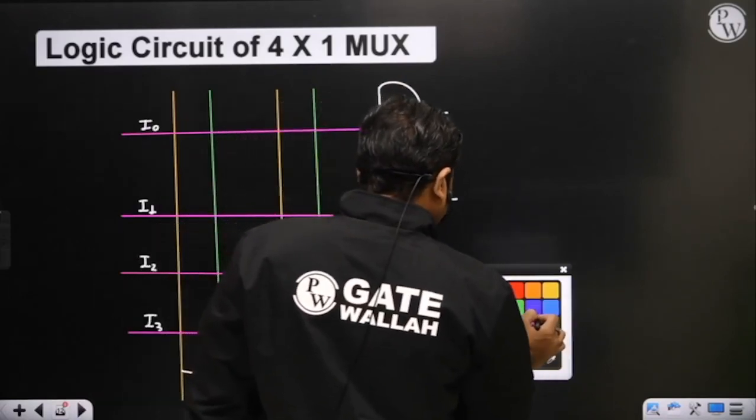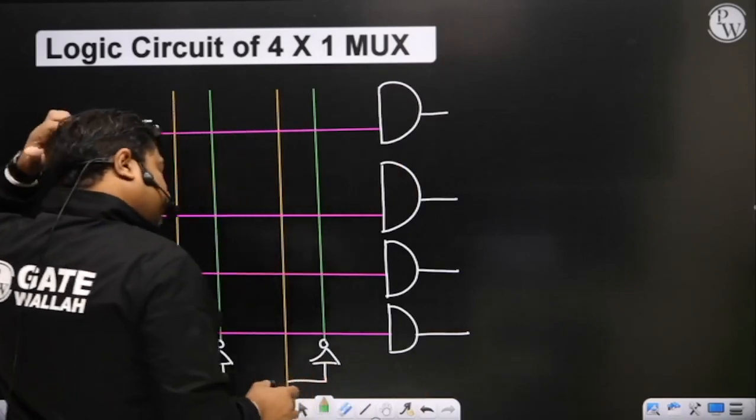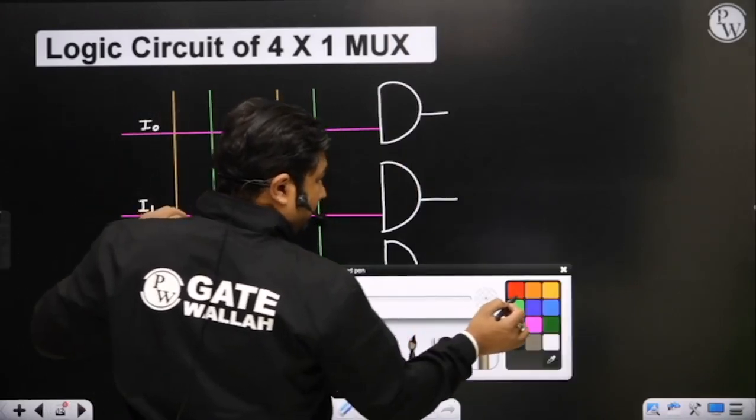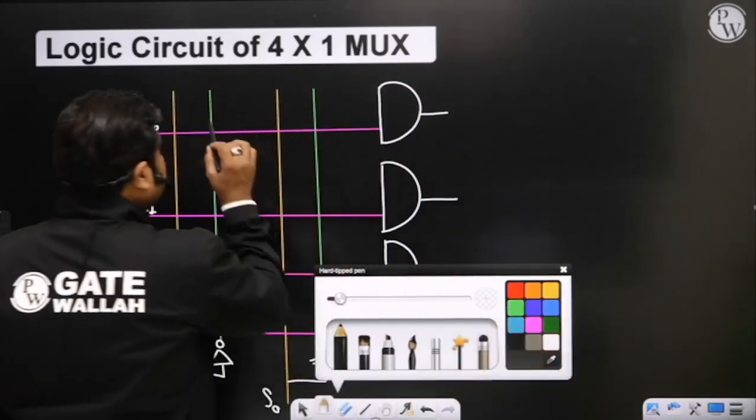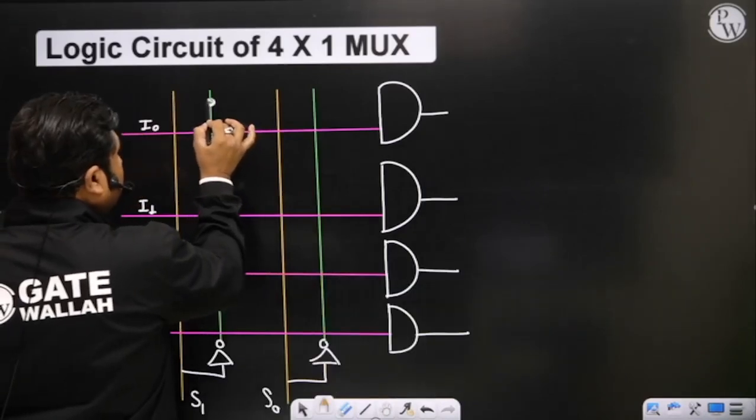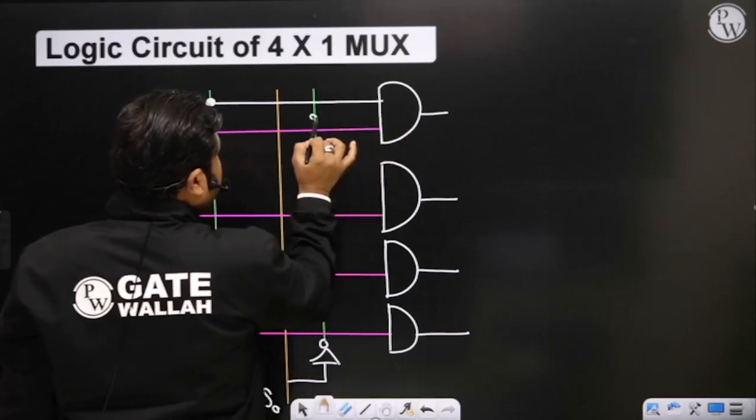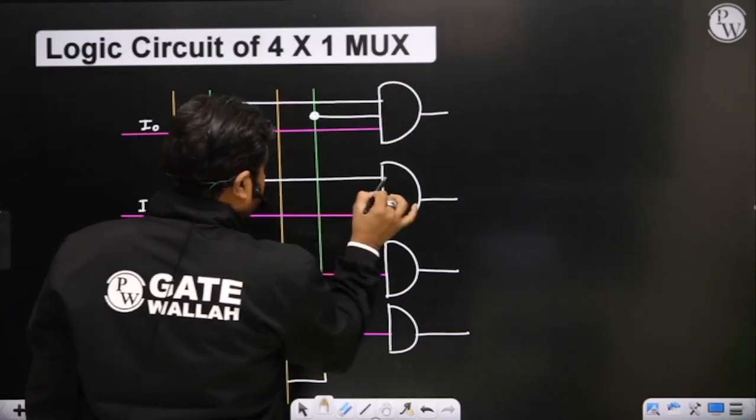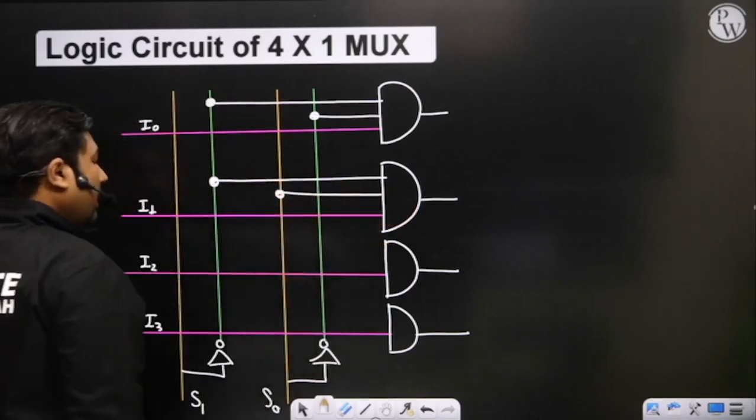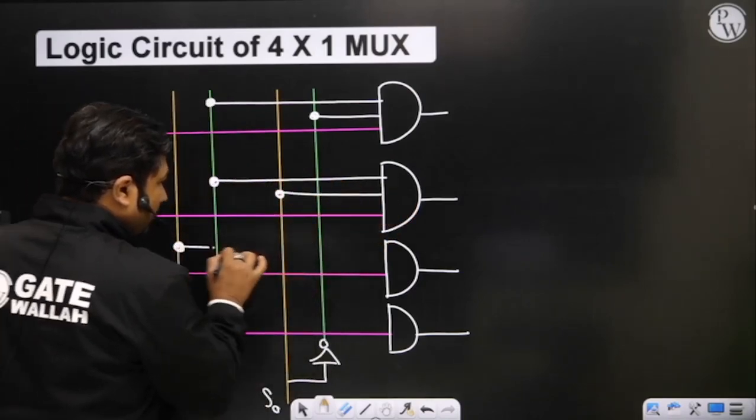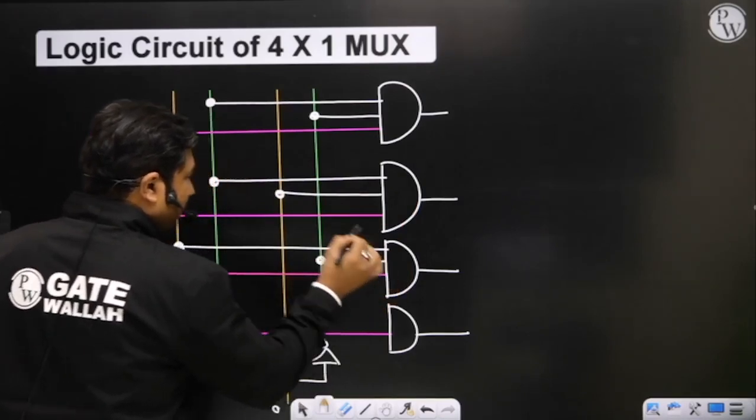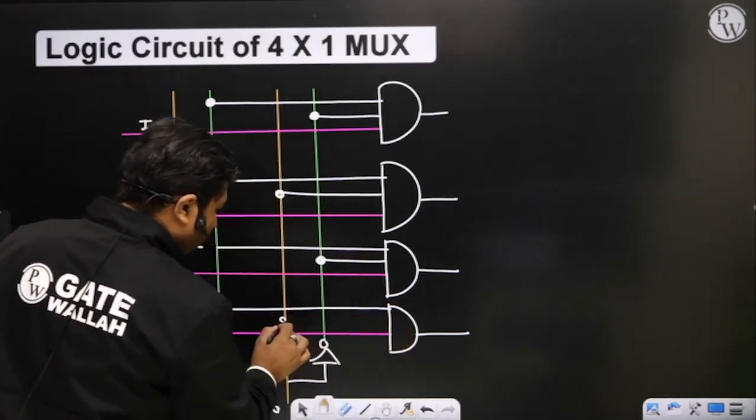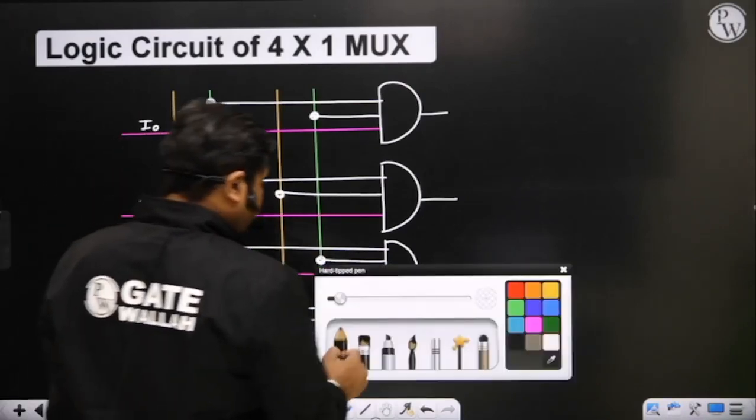Now please observe here. I am going to connect the select to the AND gates. So we have S0 complement. Let me connect with this one. We have S1 complement, S0 complement. Then S1 complement, S0 into I1. Then S1, S0 complement, I2. Then S1, S0, I3. Is it okay?